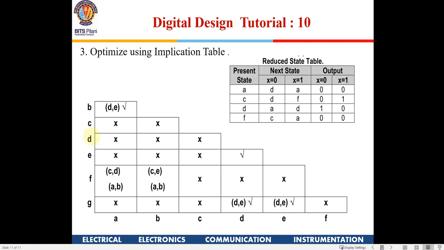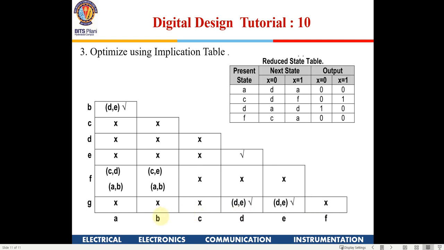Okay, what about A and D? Has any combination been made between A and D? Because that is not possible at all. So we check all these elements, it's not there. A and E, has any combination been made? It's not made, so we leave it. Then A and G, it's a cross here, so we don't have any combinations.